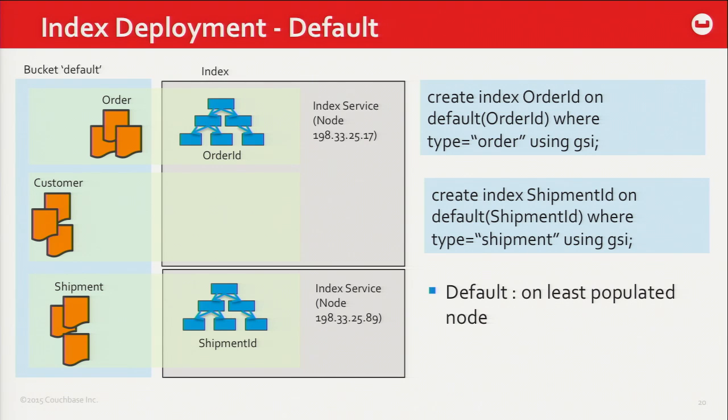So in this case, I have 2 create index statements: create index on order ID, and create index on shipment ID, right? When I first issue the create index statement on order ID, it will pick one of the nodes, 198.33.25.17, and create an index on that node. And when I create a second index, on shipment ID, it sees that another index service exists with no index on it, so it puts it on the second node. So order ID goes in one node, and shipment ID goes in the other node.